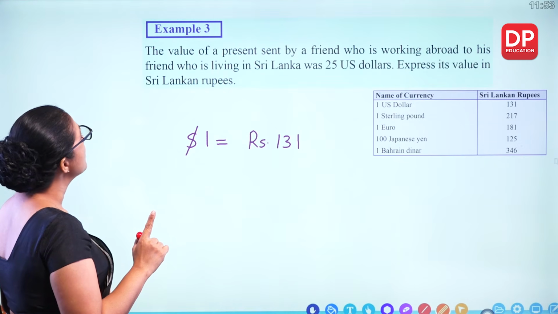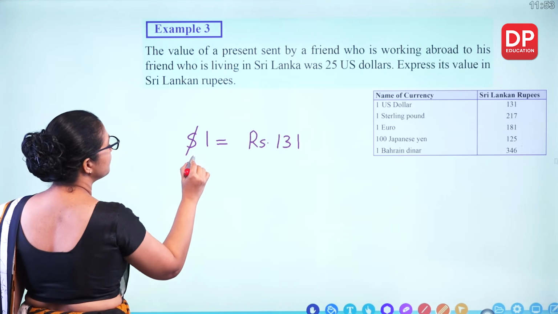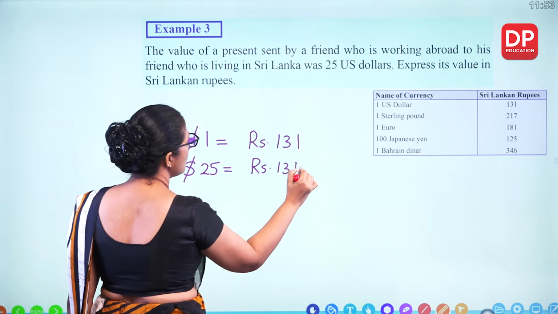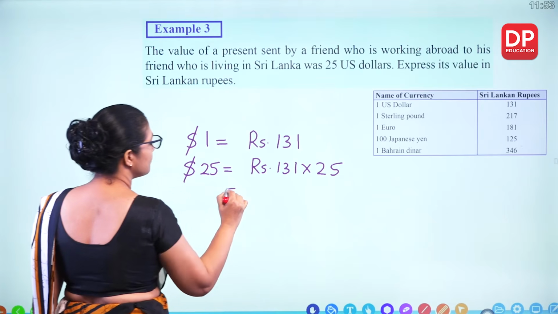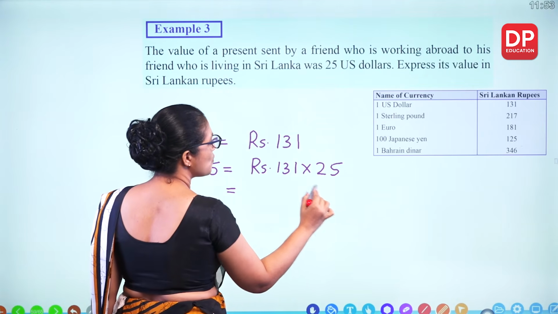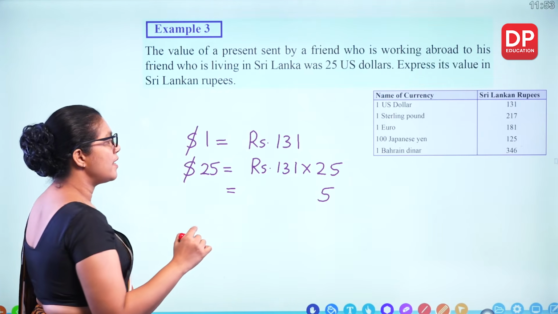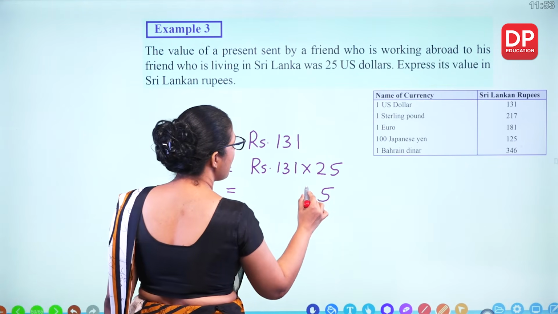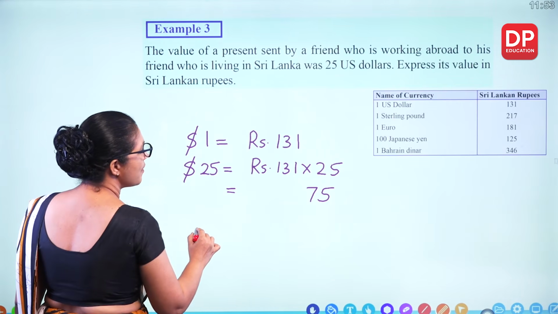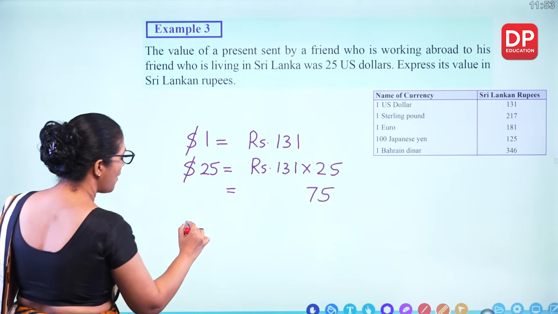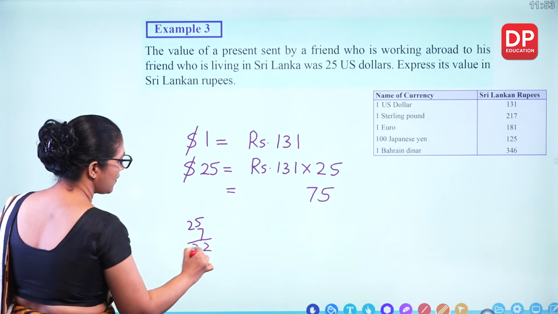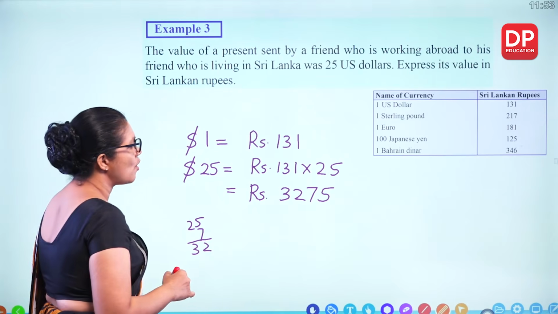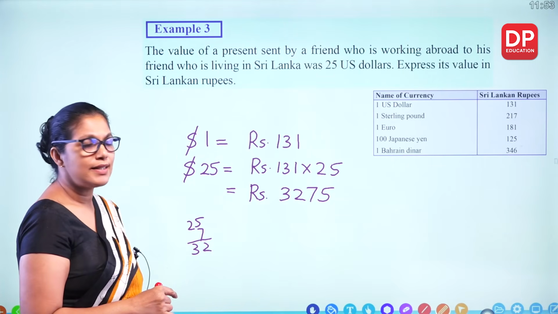Now the present was 25 US dollars. So that means you multiply this by 25. 25 times 1, 25. 2 remaining. 25 times 3, 75. 75 plus 2, 77. And 7 remain. 25 times 1, 25 plus 7, 32. So the price of the present is 3,275 Sri Lankan rupees.